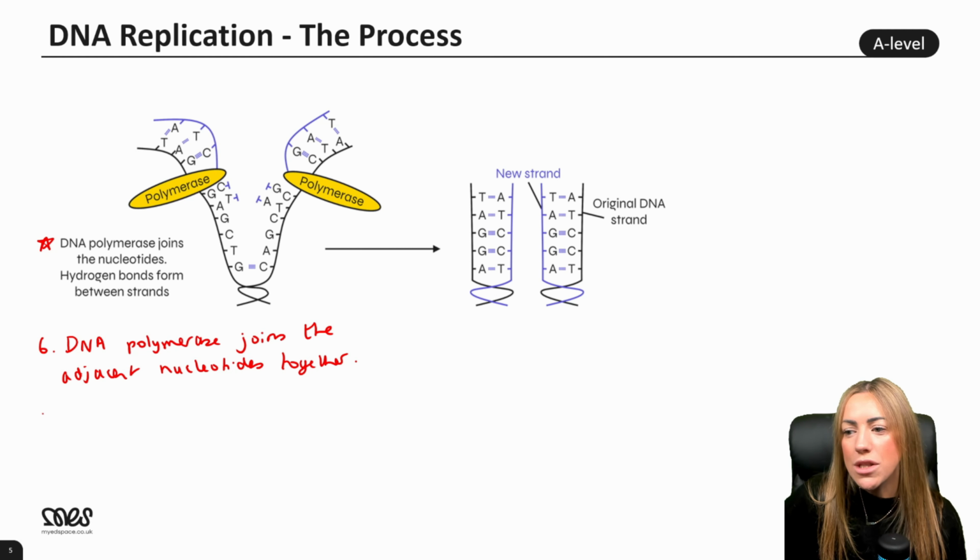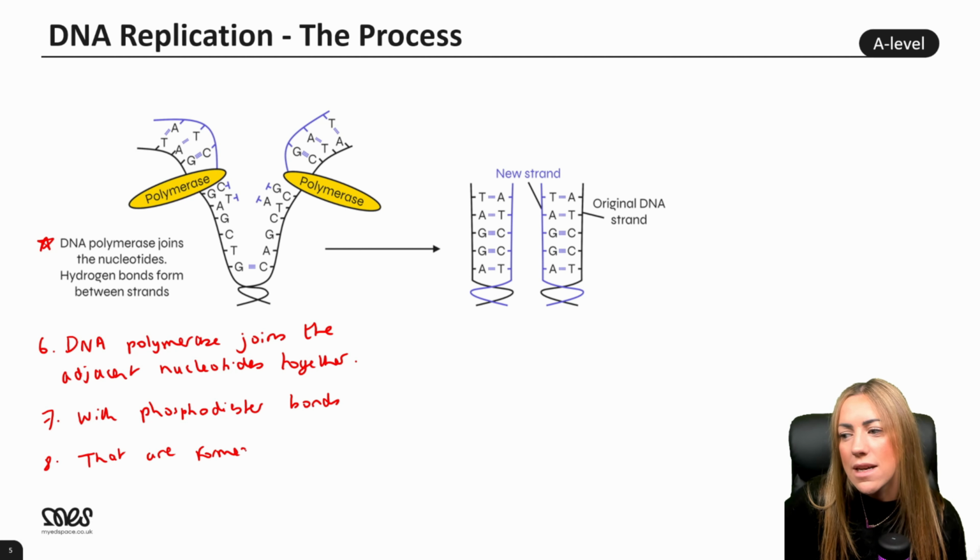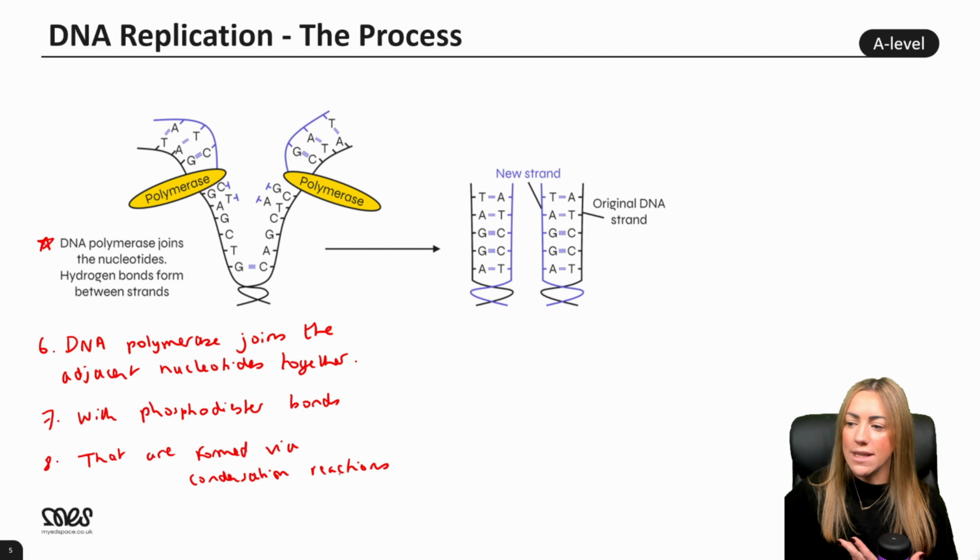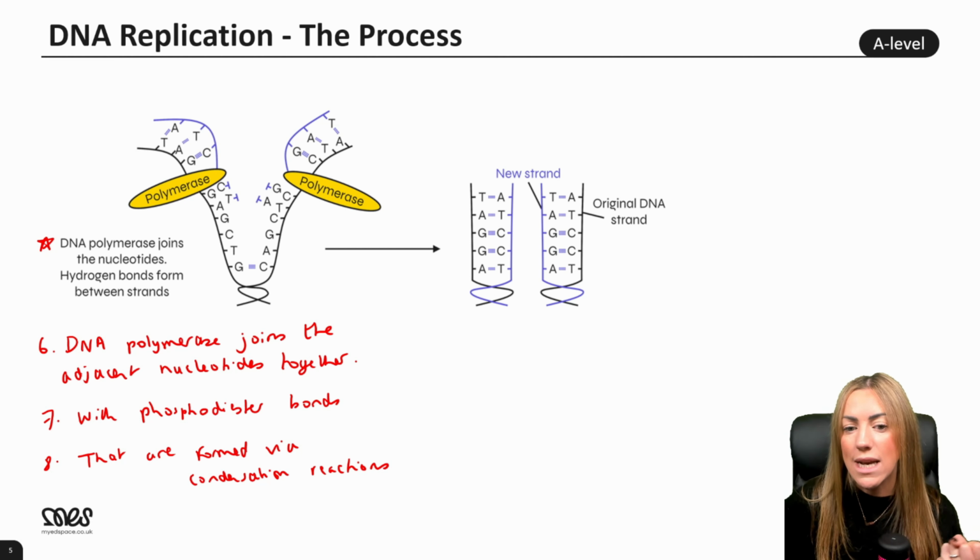DNA polymerase joins the nucleotides together with, let's name the bond. We love naming a bond in biology. So with phosphodiester bonds, and I'm also going to say that are formed via condensation reactions. Now, phosphodiester bonds are strong covalent bonds. They're formed via condensation reactions, and the enzyme DNA polymerase is catalyzing these reactions. Obviously, it will involve the removal of water every time we make one of these phosphodiester bonds.